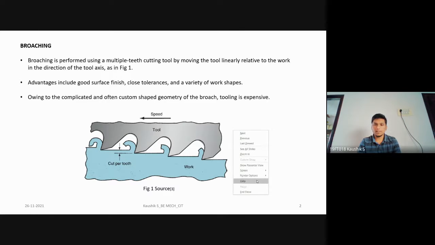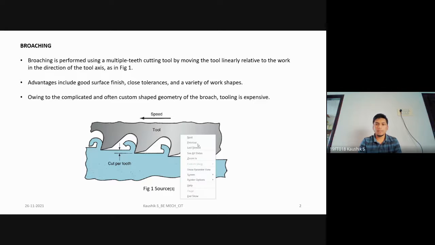So let me take the pointer. Let me change its color for better viewing. Go with green. Yeah, this looks better.